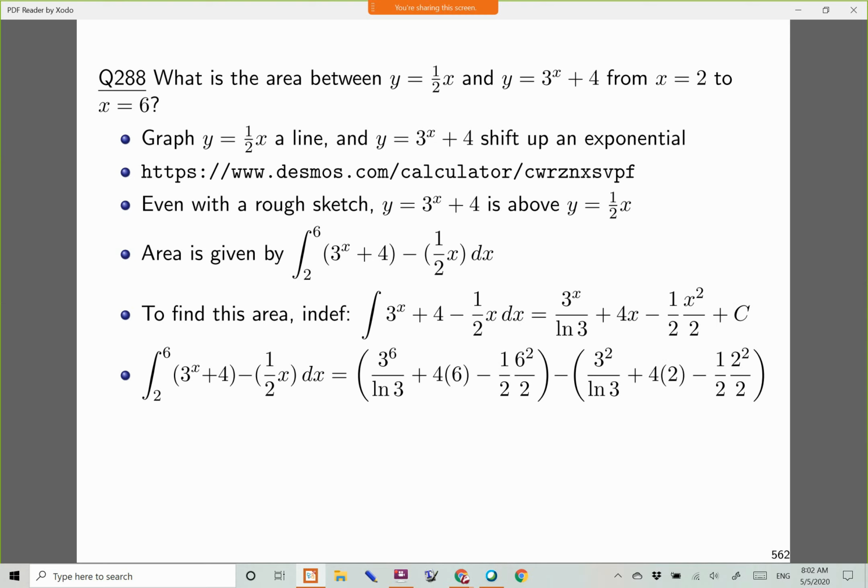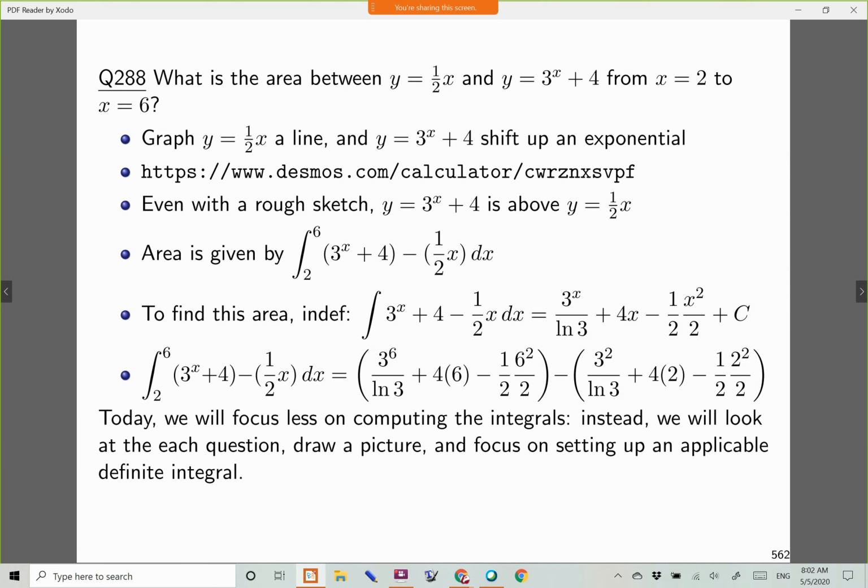Let's see. So here, this number represents the area. It will be positive. It represents that area that's shaded in purple. And here's the thing. Today, we'll focus less on computing the integrals. All of the integrals that are given, we're just going to set up an integral and say, yesterday we would have talked about solving it all the way through.